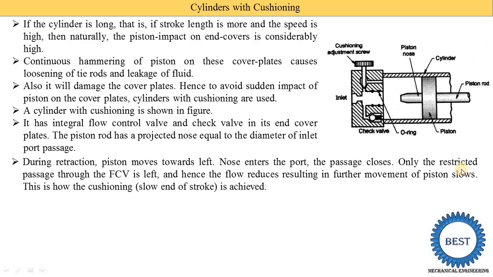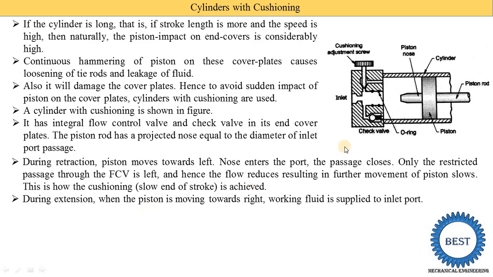So the simple meaning of cushioning is a slow end of stroke. Slow end of stroke means when the piston velocity is reduced, it does not strike the cover and the stress on the cover is reduced. During extension, the piston is moving toward the right. Now when the retraction stroke is over, what happens? The nose is completely inside this passage and the piston is in this position.